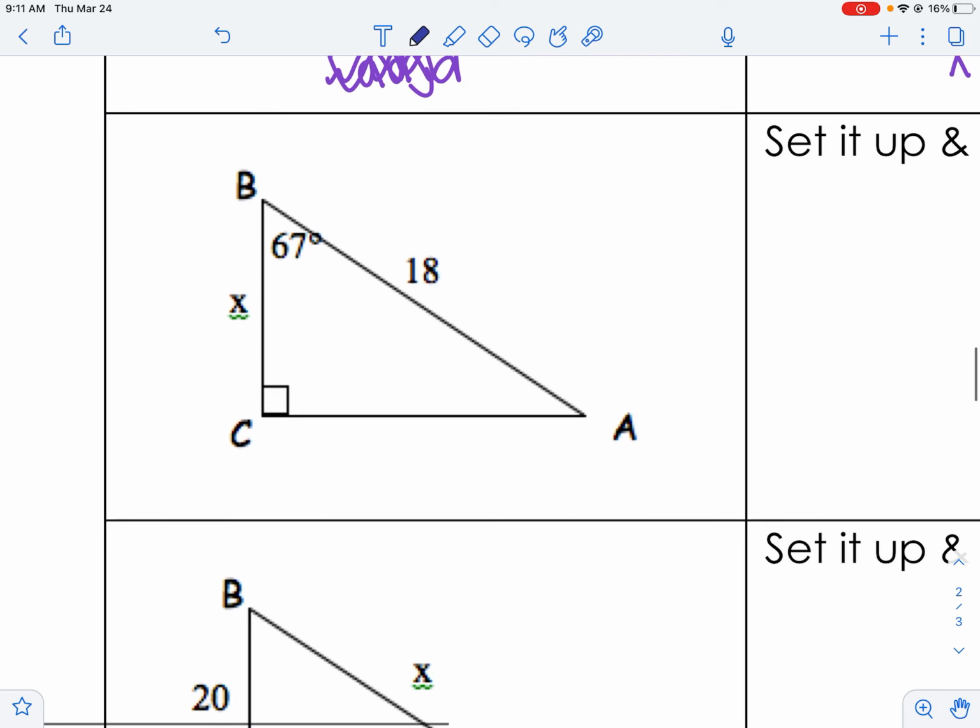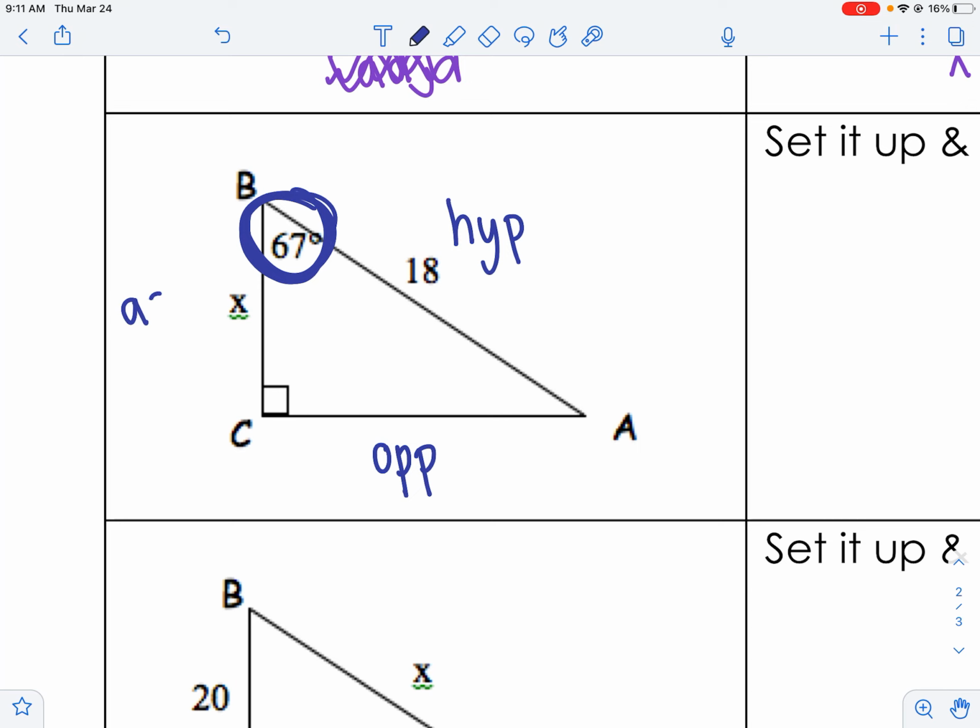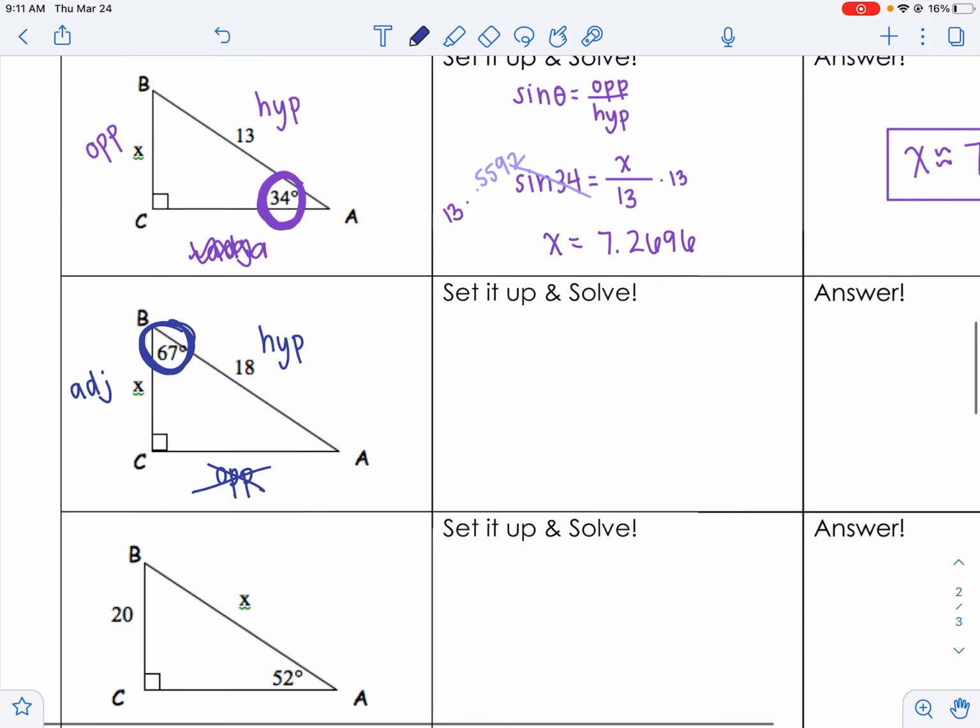So taking a look at the next one, start by figuring out what the marked acute angle is that they gave you. That's angle B, 67 degrees. So now I'm going to label my sides. Across from 67, that would be opposite. Across from the box, that's my hypotenuse, which makes my last side adjacent. Now, there's nothing on the opposite side, no letter, no variable, no numbers, so I'm going to cross that out because I don't need it.